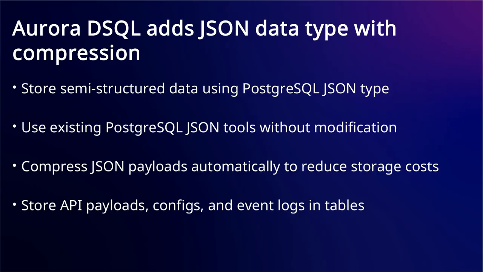Aurora DSQL now supports the PostgreSQL JSON data type with compression. You can store semi-structured data using the PostgreSQL JSON type directly in your tables. You can use existing PostgreSQL JSON tools without modification, enabling seamless migration of applications. The system compresses JSON payloads automatically to reduce storage costs, with compression enabled by default.